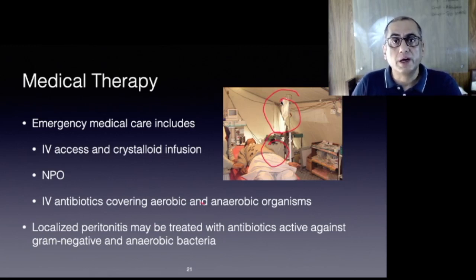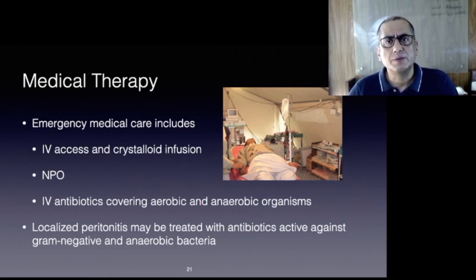Antibiotics should cover aerobic and anaerobic organisms. The goals of antibiotic treatment are to eradicate infection and to minimize related postoperative complications. However, if symptoms and signs of generalized peritonitis are absent, a non-operative policy may be used with antibiotic therapy directed against gram-negative and anaerobic bacteria.